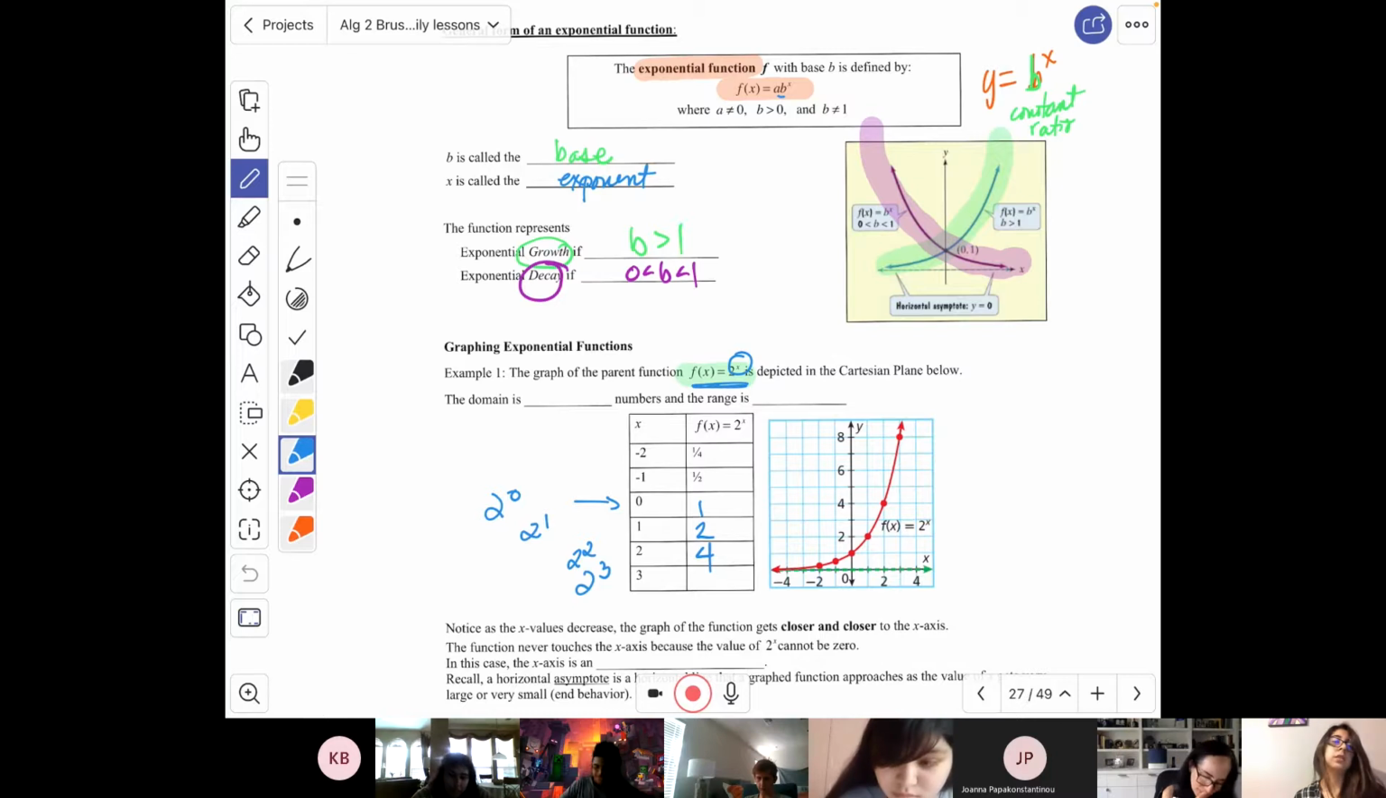Anybody? 2 cubed? 8. 8, yes. So I have seen now that I can choose any x value to substitute into this exponential growth function. So what does that tell you about the domain? How would we represent the domain of this and every exponential growth function? How would I represent the domain?